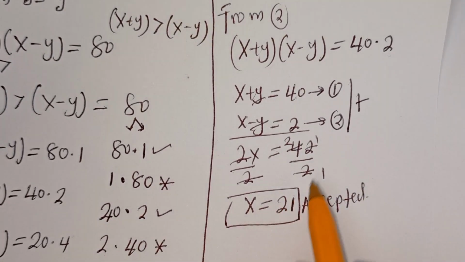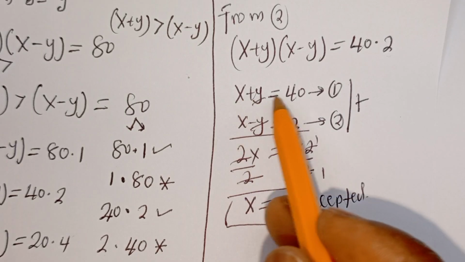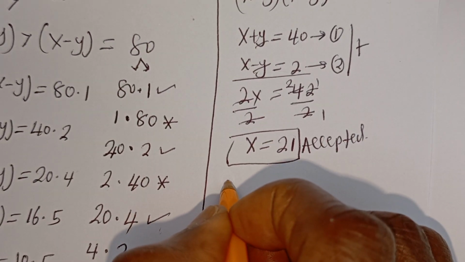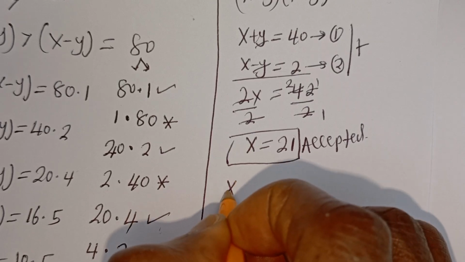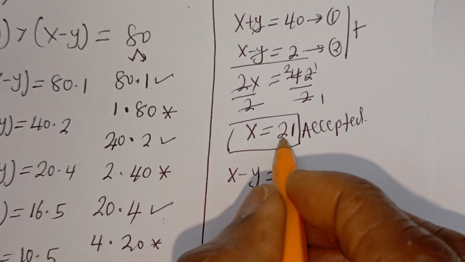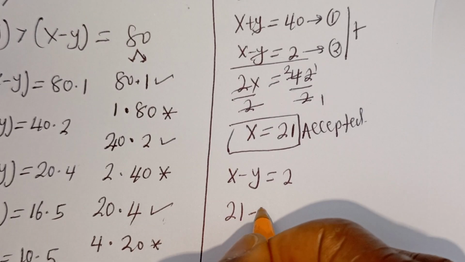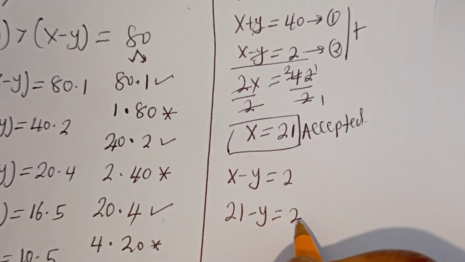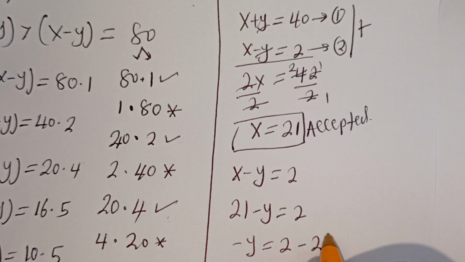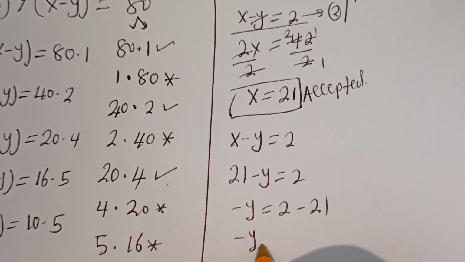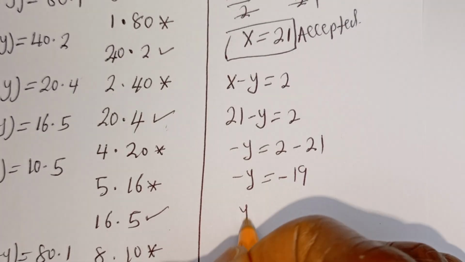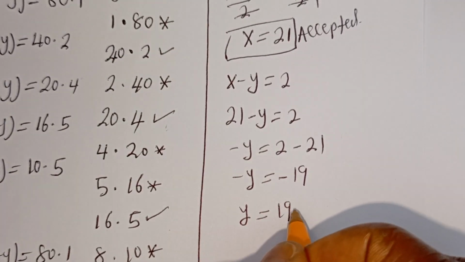You've gotten the value of s. Let's solve for y using either equation 1 or 2. Let me make use of equation 2. Then s minus y is equal to 2. When s is 21, we have 21 minus y is equal to 2. Minus y is equal to 2 minus 21. Minus y is equal to minus 19. y is equal to 19.